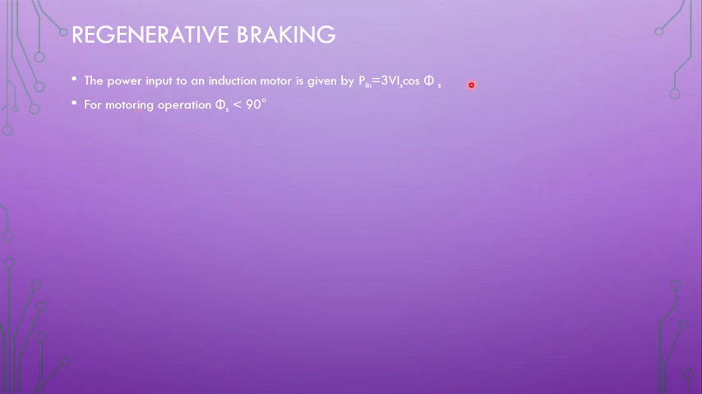We can verify that also, because we know that cos 90 is 0, and if cos 90 is 0, the power taken by the motor is 0. So if it is less than 90 degrees, the cos value will vary from 1 to 0, and the power is positive. If the power is positive, the machine is drawing power from the supply. Then mathematically we can call it a motoring operation.